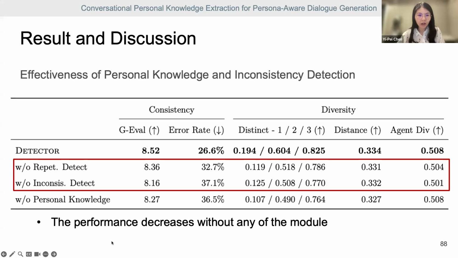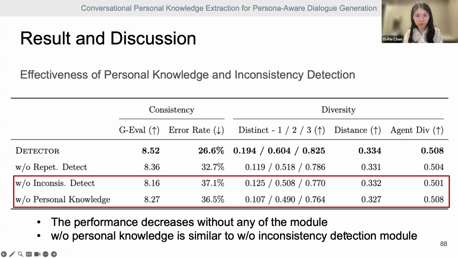So yeah, we found that the performance decreased without any of the modules. And we show that without the personal knowledge, if we directly use the NLI model, then it's like we didn't use the inconsistency module at all. So this part shows the effectiveness of personal knowledge.